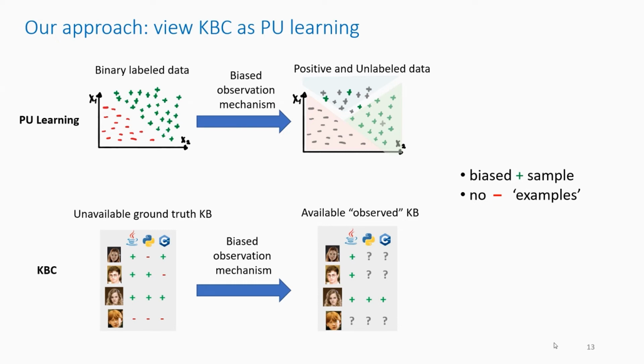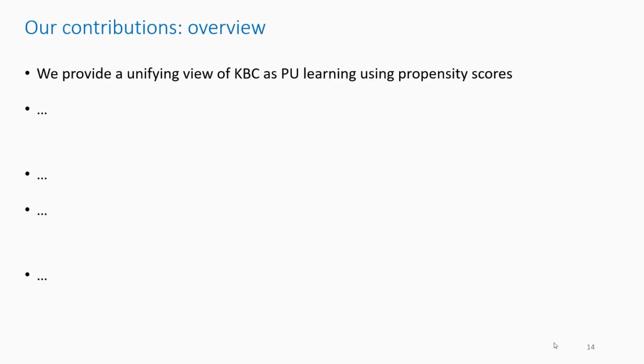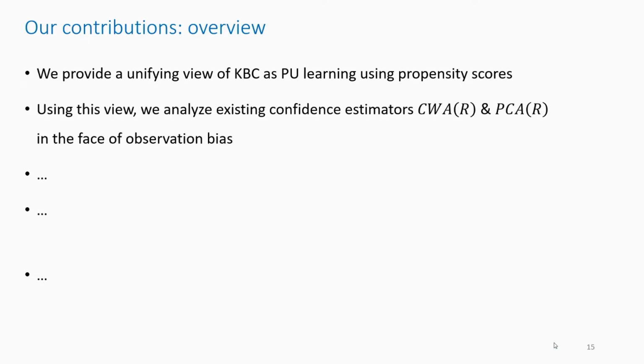So let's quickly go over our contributions, and then I'll go over them in a bit more detail. First, we provide a unifying view of knowledge-based completion as PU learning using propensity scores. Then, using this view, we analyze existing confidence measures that I already mentioned before, the closed world assumption-based one and the partial completeness assumption-based one, in the face of general observation biases, and we show that they cannot handle these general observation biases.